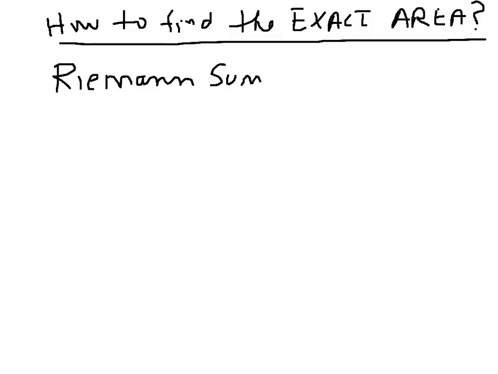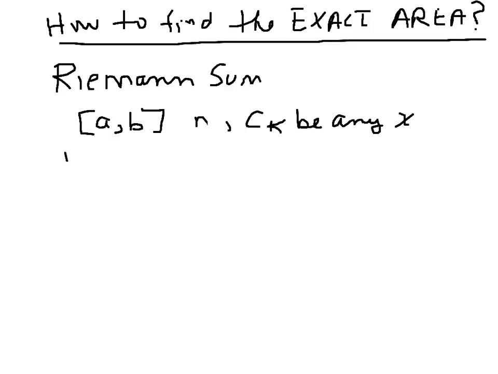And so we do this. We break up the interval, let's say from a to b, into n pieces. And we let c sub k be any x in the kth subinterval.